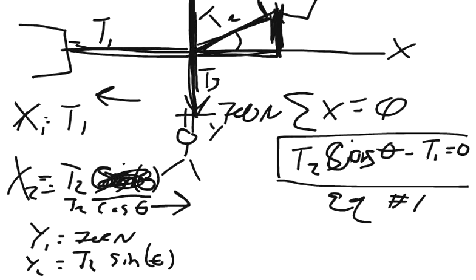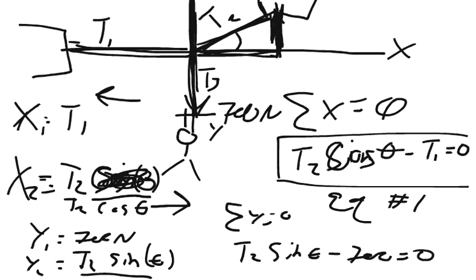Now we can say that the sum of the y's has to equal 0. Since T2 is going in the up direction, we're going to use that as our positive. So T2 cosine theta minus 700 equals 0. This is going to be equation number 2. And we can actually solve for T2 right here, fairly simply. Add your 700 to the other side, so 700 equals T2 cosine theta, theta being 32 degrees, and cosine of 32 degrees is 0.848.